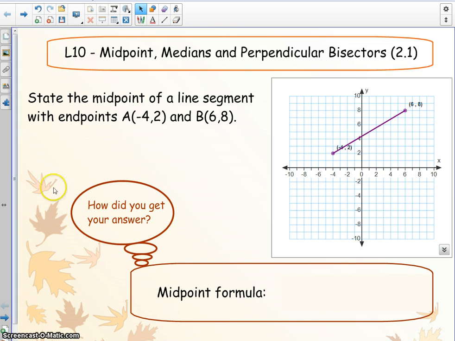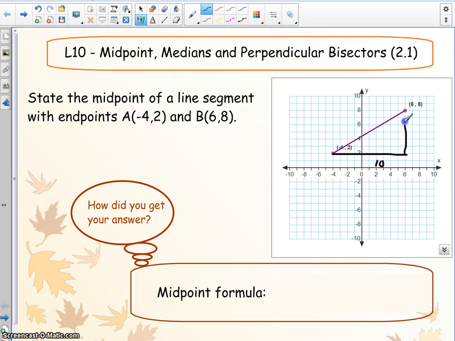So let's say we have a line segment that starts at (-4, 2) and ends at (6, 8). We want to find the point at the same distance from either end, halfway across. So think about how you might find it, and let's just start by using your intuition here. If you were to count, you'll see that we go up from start to finish. If you look at the y values, we go up from 2 to 8, so we go up 6. And if you look at the x values, we go from -4 to 6, so we go across 10.